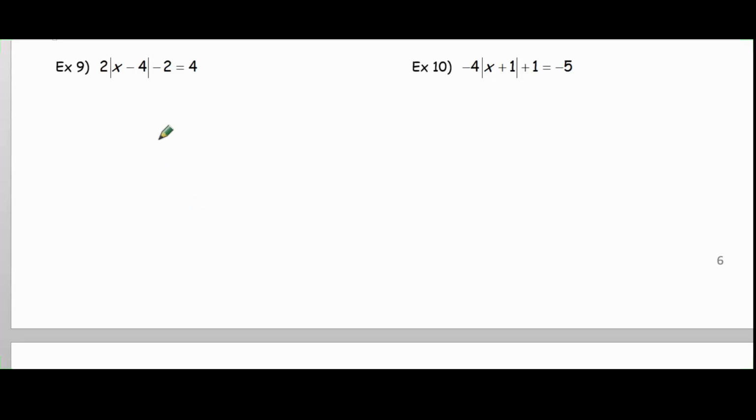Now, let's try example 9. It's got 2 parts to it. We'll probably do 10 also. So, what's first? Are we going to divide everything by 2, or are we going to add the 2 over? Now, you actually have the choice.